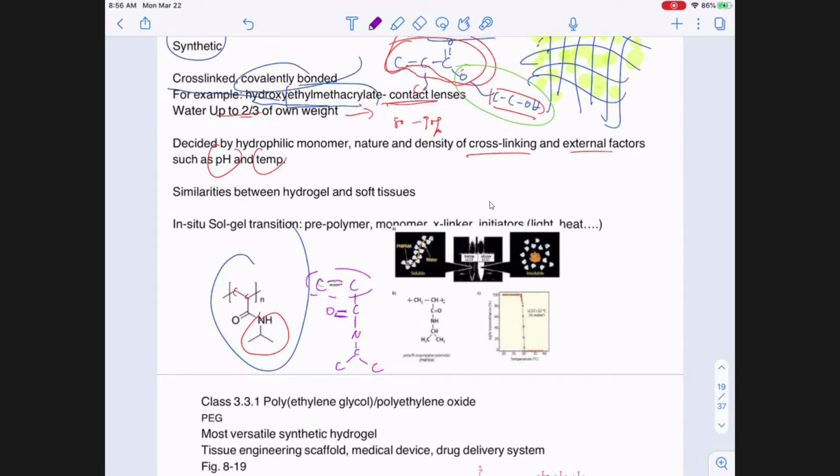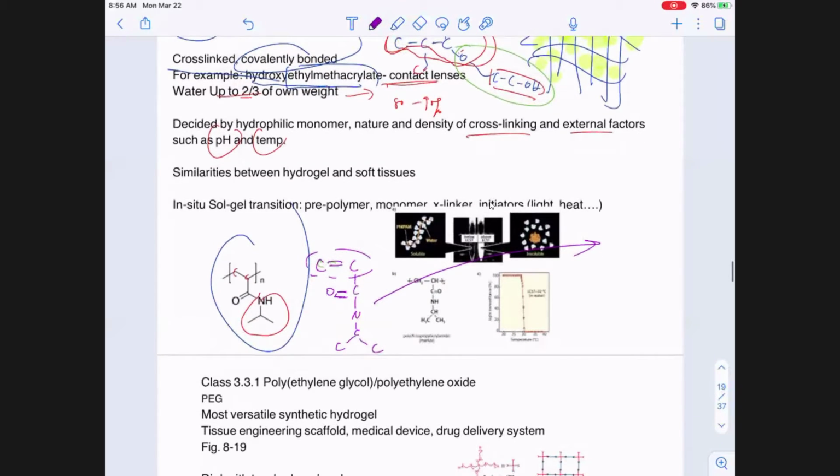So this polymer is interesting. If this one makes the polymer, the hydrogel is temperature sensitive, at 32 degrees. If the temperature goes too high, then this one makes the gel. And below that it's a solution. So that's the sol-gel transition.